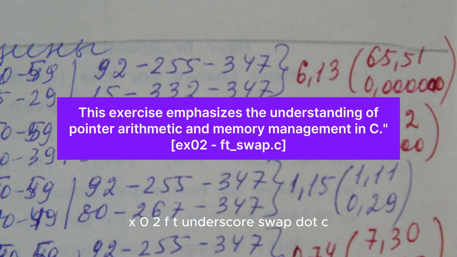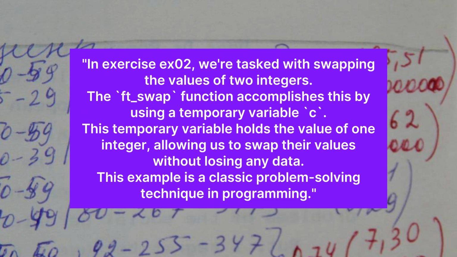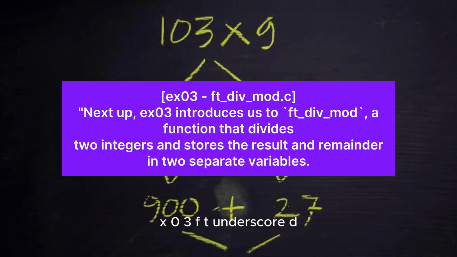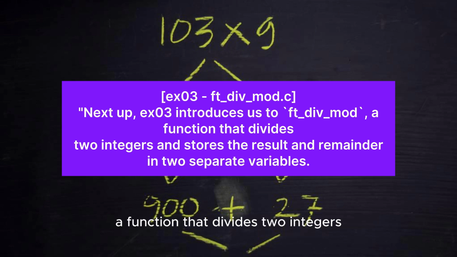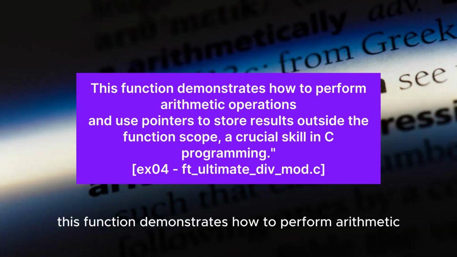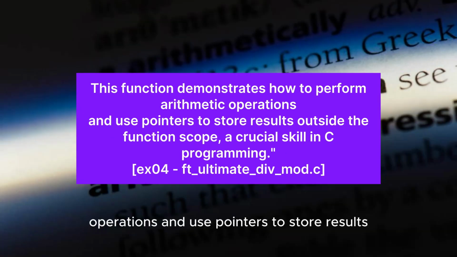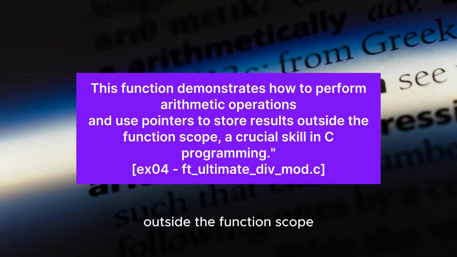X02. ft_swap.c. X03. ft_div_mod.c. Next up, X03 introduces us to ft_div_mod, a function that divides two integers and stores the result and remainder into separate variables. This function demonstrates how to perform arithmetic operations and use pointers to store results outside the function scope, a crucial skill in C programming.